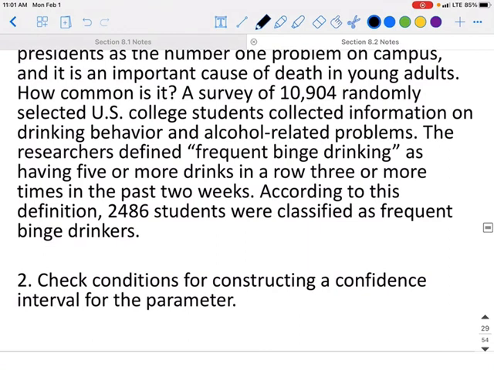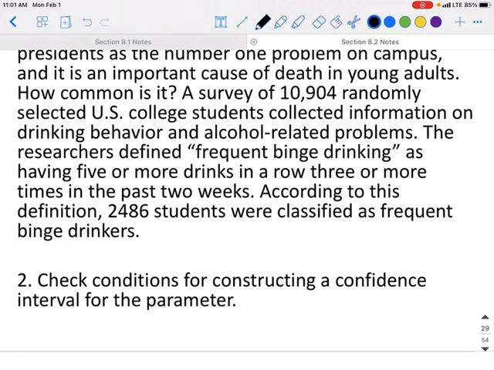Check conditions for constructing a confidence interval for the parameter. So remember, we need to check random, normal, and independent. For random, it does tell us that the students were chosen at random, so this is met. For normal, we need to make sure there's at least 10 successes and at least 10 failures, since we are looking for a proportion. It tells us that 2,486 students are considered binge drinkers. So the remaining 8,418 would be failures because they are not binge drinkers. So both of those categories are at least 10.